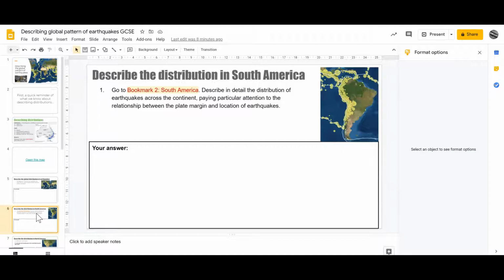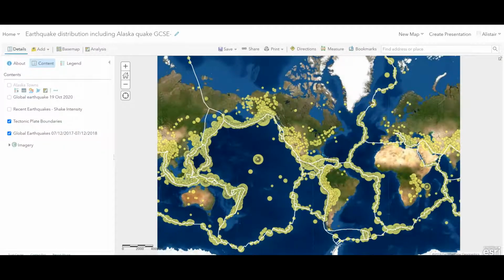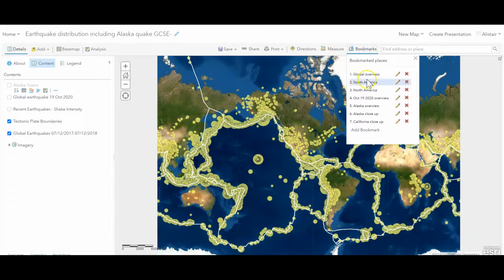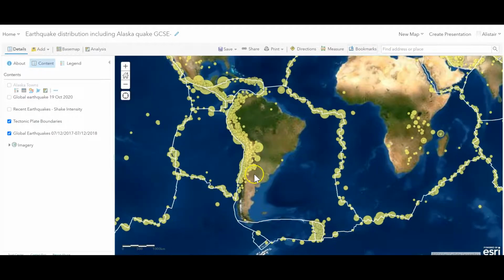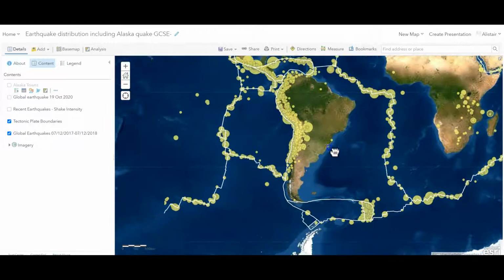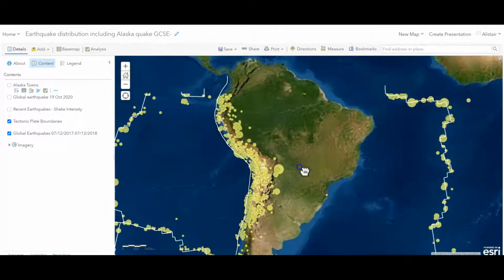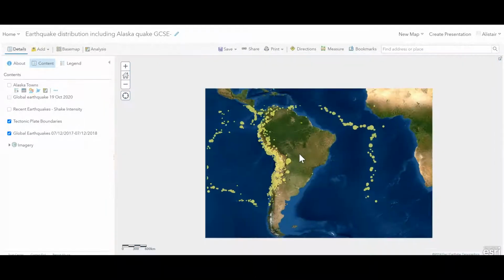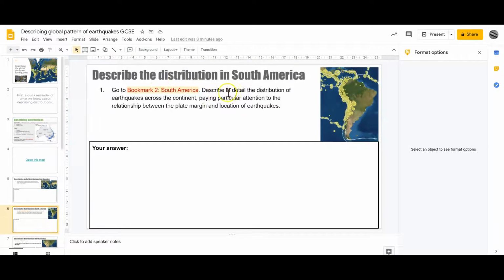Okay, let's move on to the second one. We're going to zoom in here to bookmark number 2, and we're going to take a look at the continent of South America. Just zoom in a little bit closer here, and of course you can move around. You're in charge of this, moving around the map if you need to. But we're taking a look at South America, and again, the question is: describe in detail the distribution of earthquakes across the continent, with particular attention to the relationship between the plate margin and the location of the earthquakes.